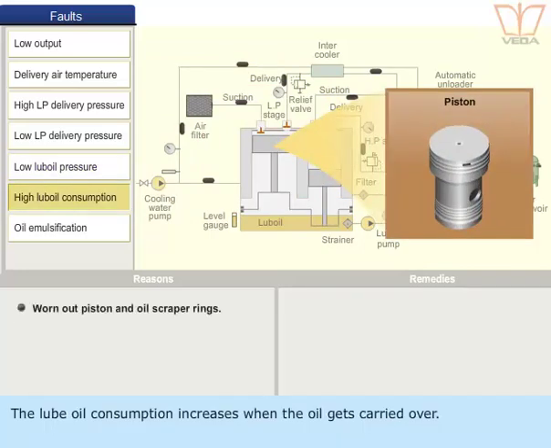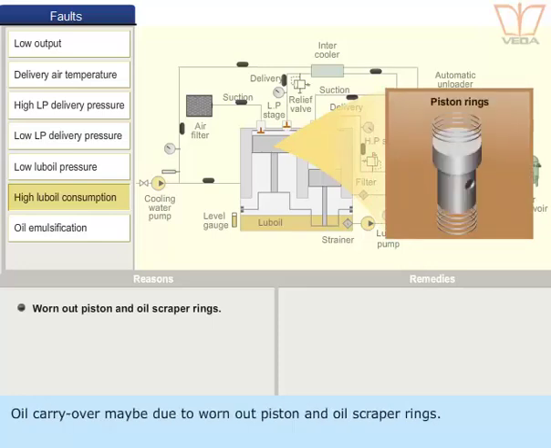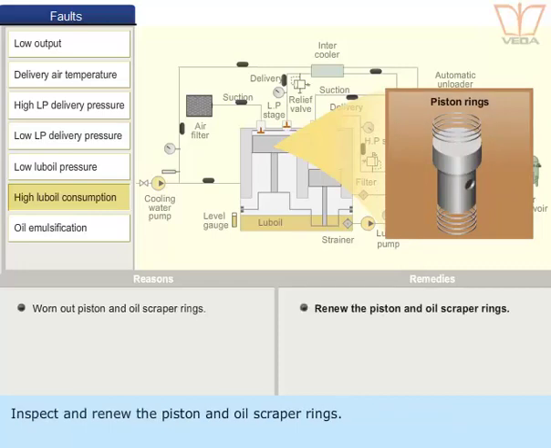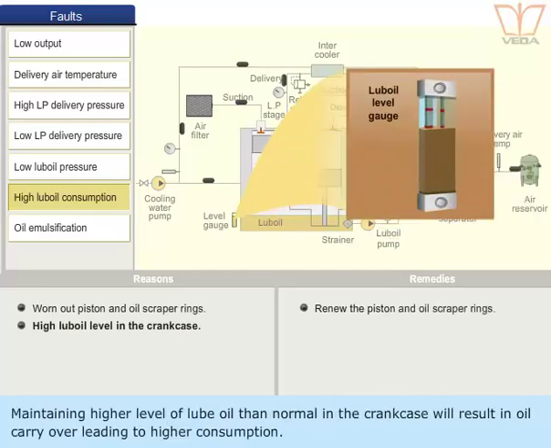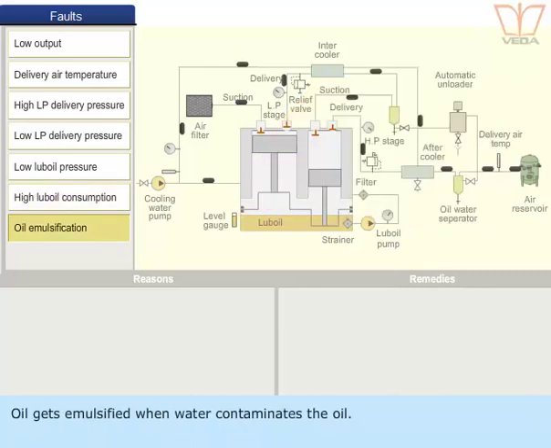The lube oil consumption increases when the oil gets carried over. Oil carryover may be due to worn-out piston and oil scraper rings. Inspect and renew the piston and oil scraper rings. Maintaining a higher level of lube oil than normal in the crank can also cause it.